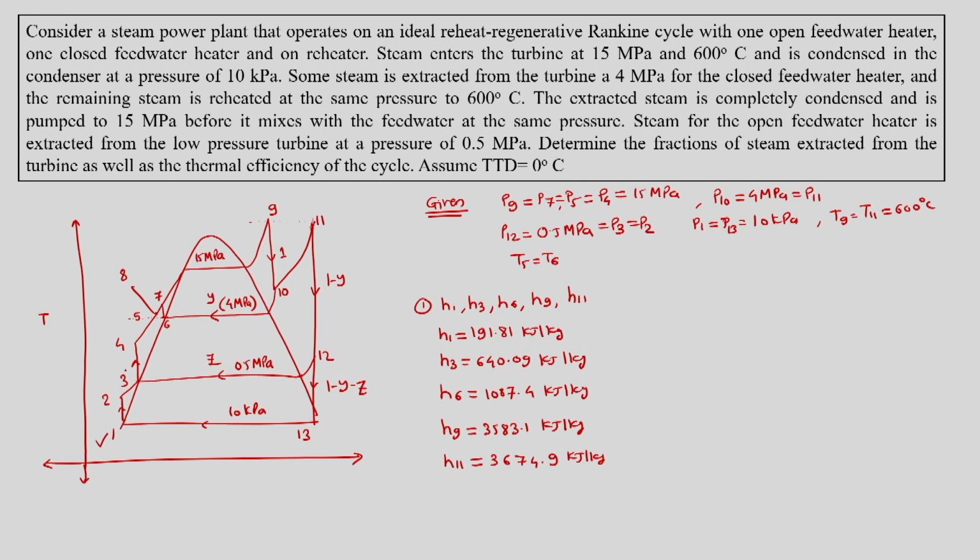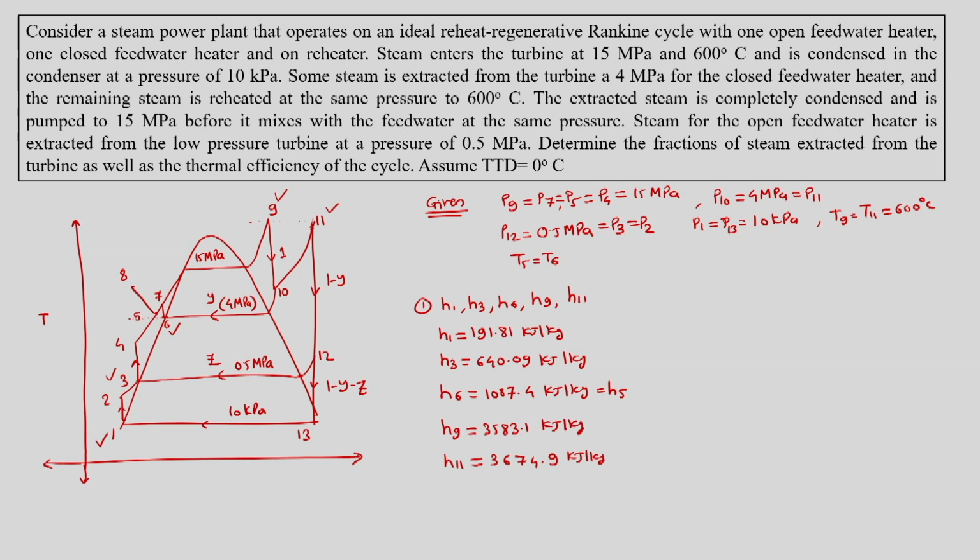Now we know enthalpy 1, 3, 6, 9 and 11. Basically, since TTDs are same, we can as well take the enthalpy of state 5 as enthalpy of state 6. This is the one condition we can do. So, we can say H5 is equal to H6. State 5 is so close to state 6, so we can make an assumption for TTD 0 as H5 is equal to H6.